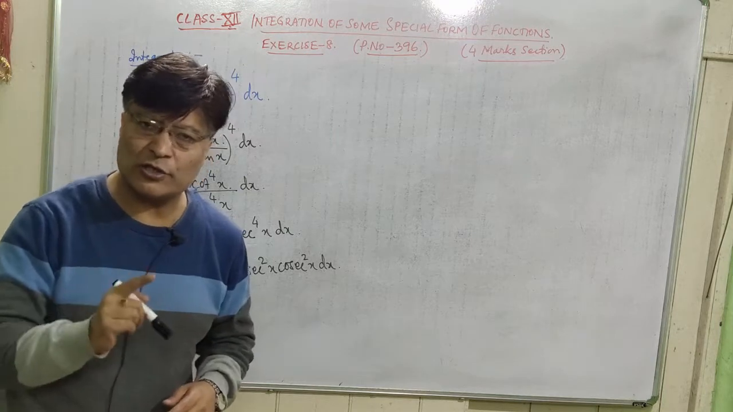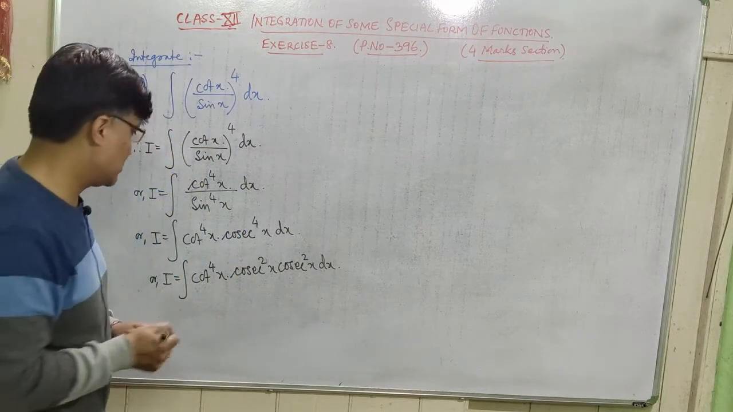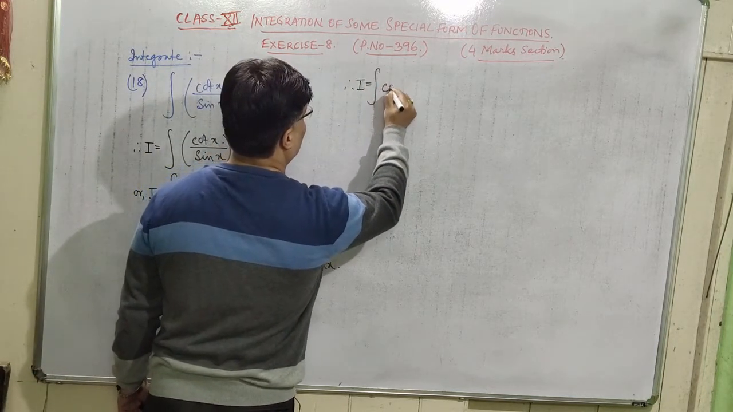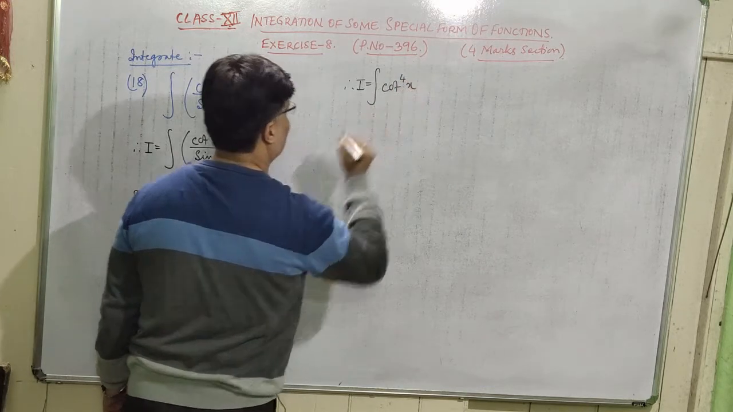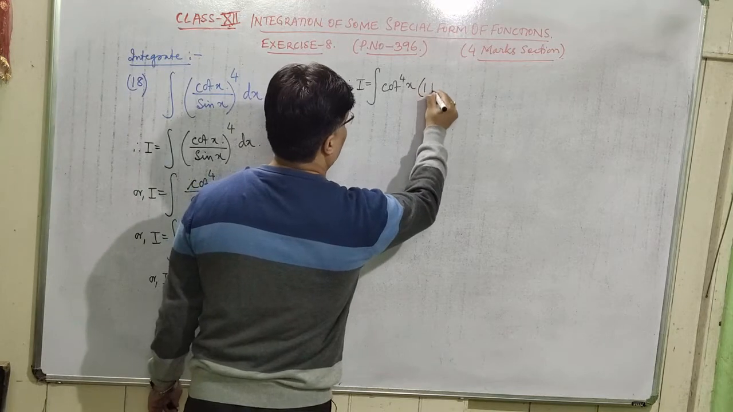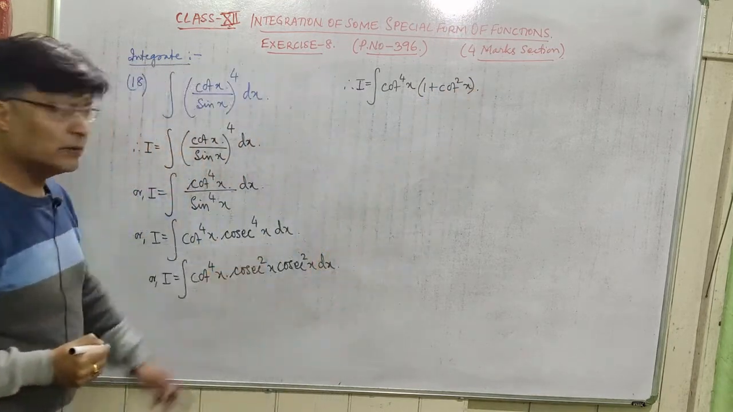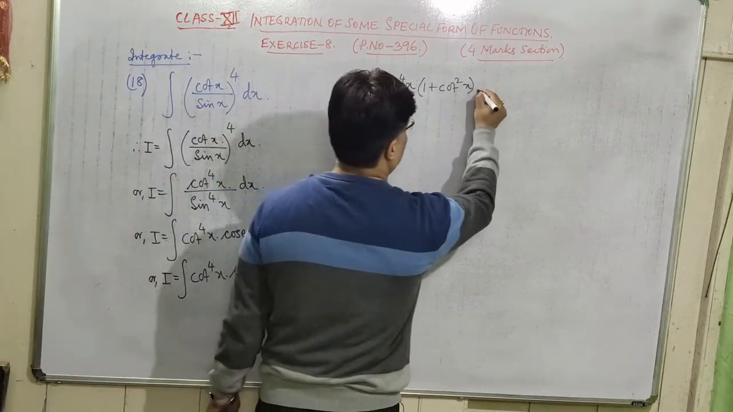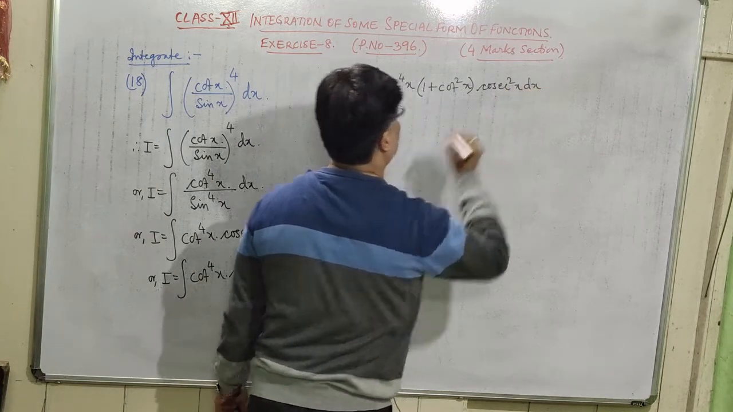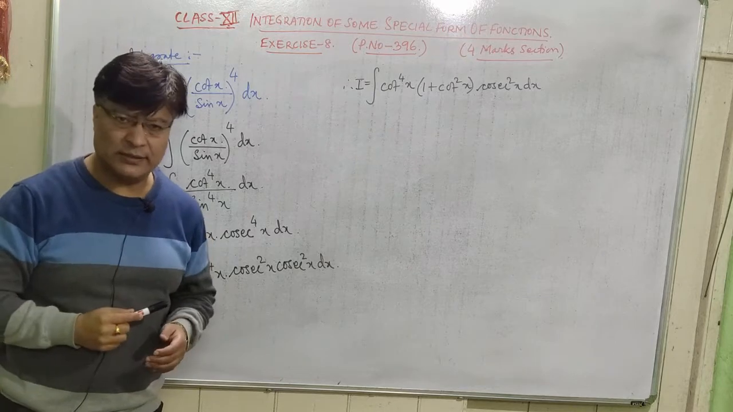What is the formula for cosec square x in terms of cot x? It is 1 plus cot square x. So therefore I is equal to the integration of cot to the power 4x. What is cosec square x now? You know that it is 1 plus cot square x, into then you have to write cosec square x dx. Is that clear? So next, what is to be done?